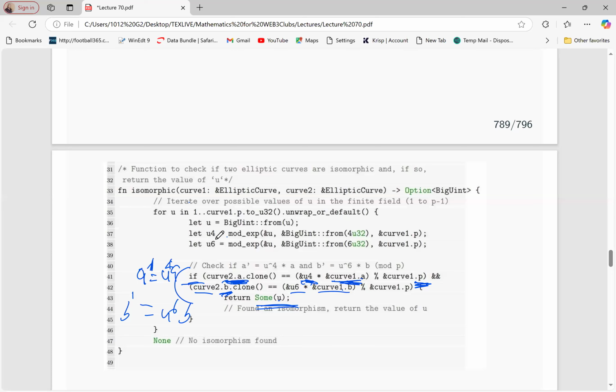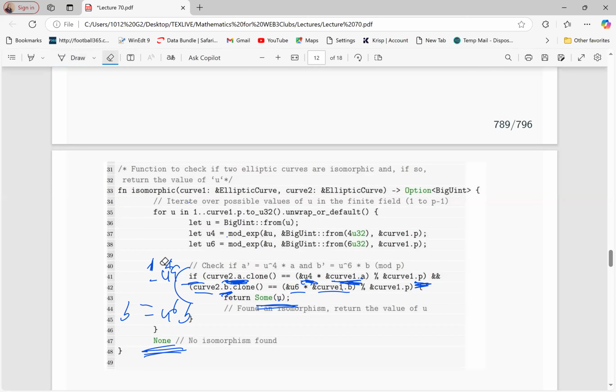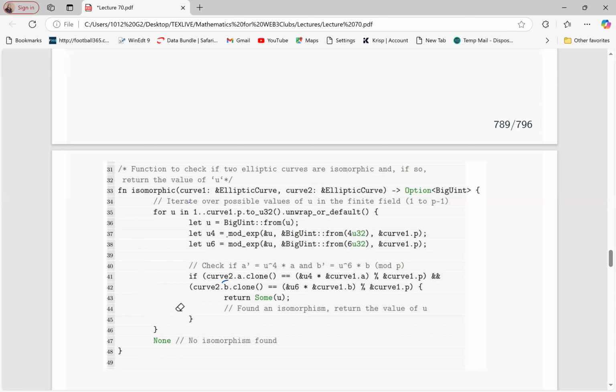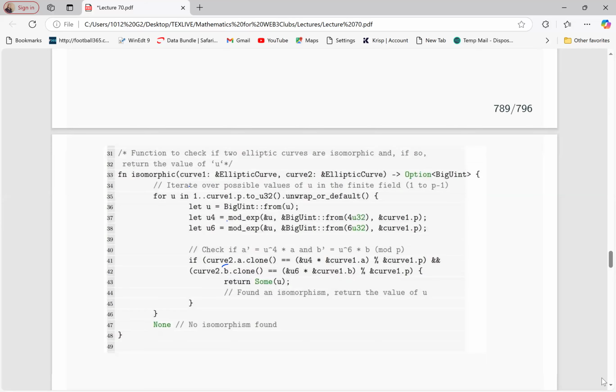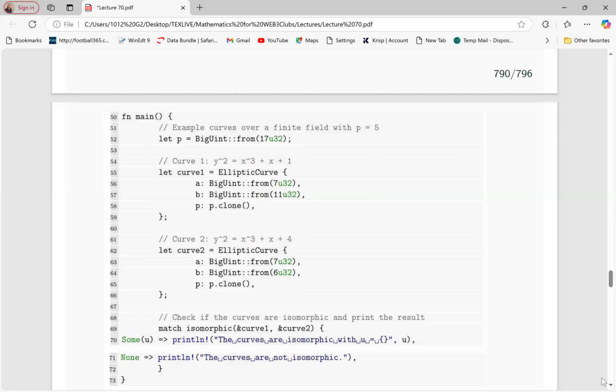But if there is no such u, then the two curves are not isomorphic. So that is what this code will be doing. You can see we just give the code the formula and this condition for checking whether the two curves are isomorphic. So the code will just be using our formula and that condition, and it declares two curves are isomorphic or non-isomorphic.